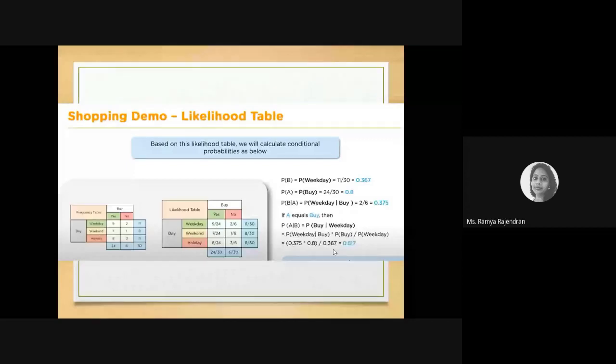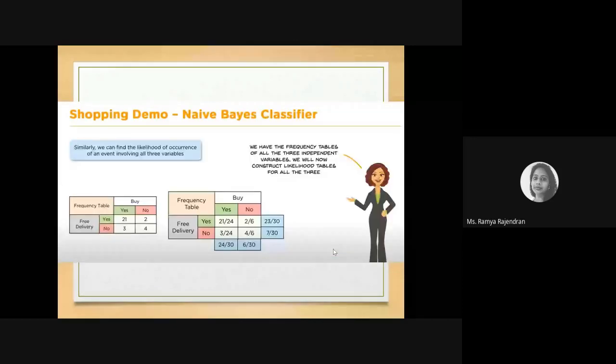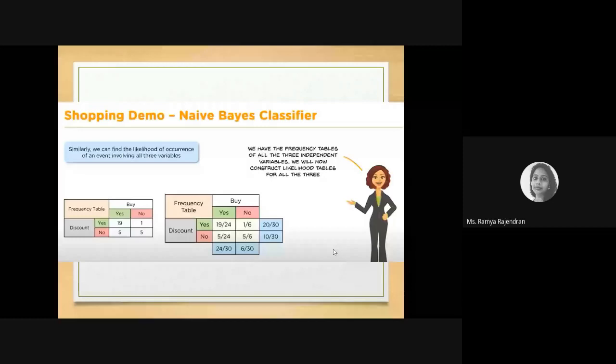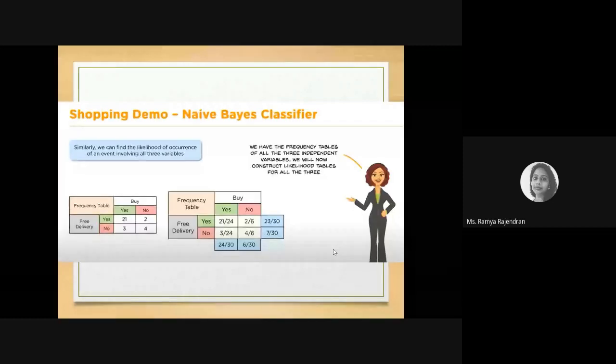So here we had only one independent variable, what kind of day it is, right? We have to include all the other events, like delivery and discount. We had all these likelihood tables computed from the frequency table for delivery and discount. Similarly we did for the day table.